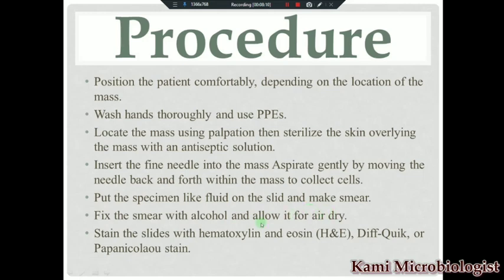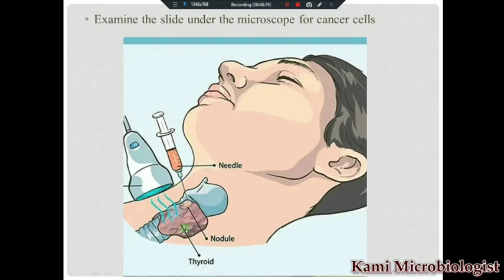After that, we will use different staining techniques like hematoxylin stain, eosin stain, Quick stain, and Papanicolaou stain. So these are all the staining techniques. Then we will use all these staining techniques. Now after the staining, we will examine the slide under the microscope.